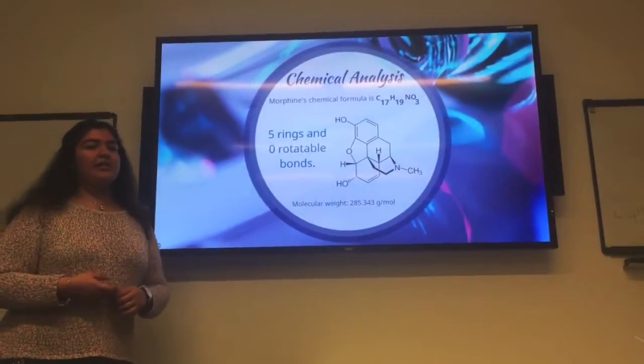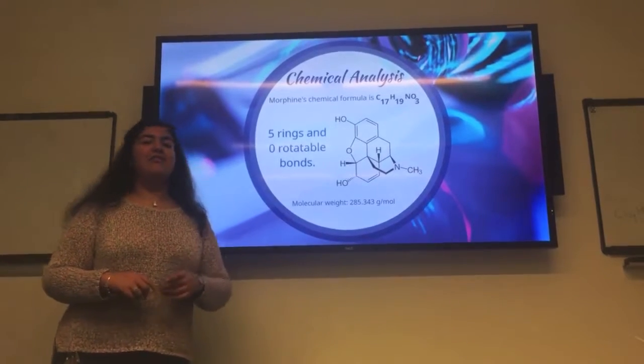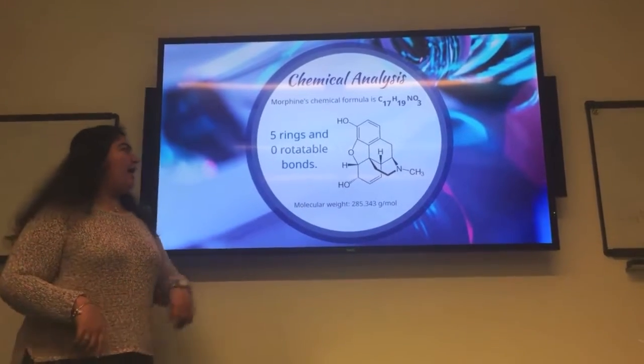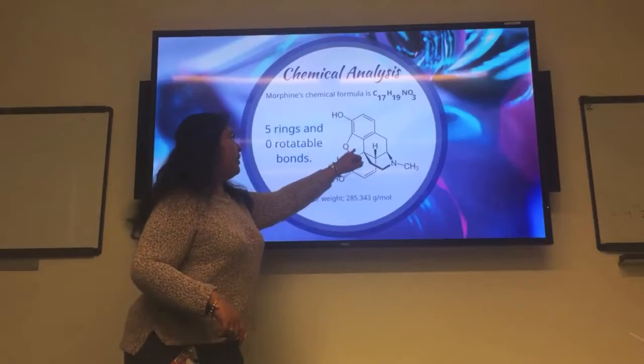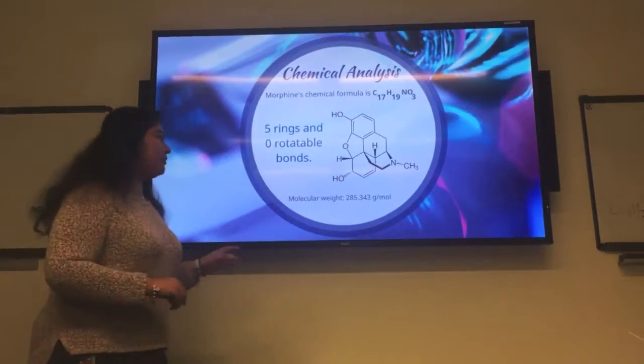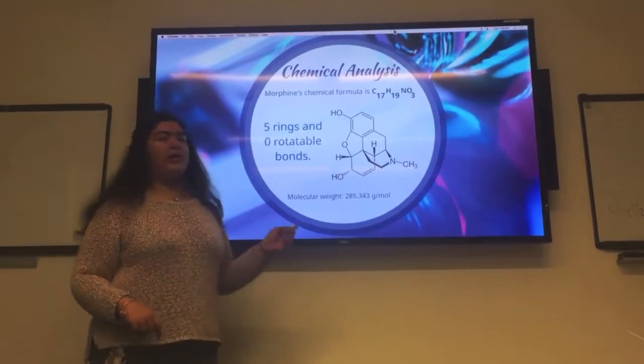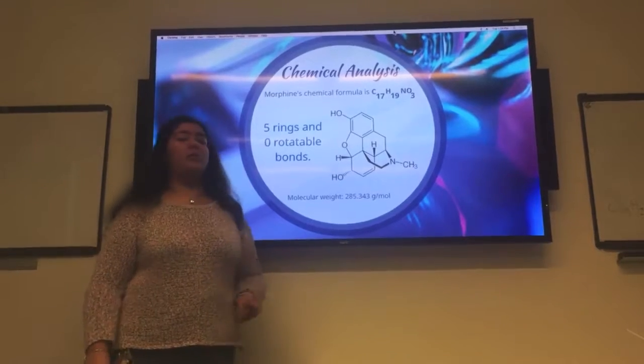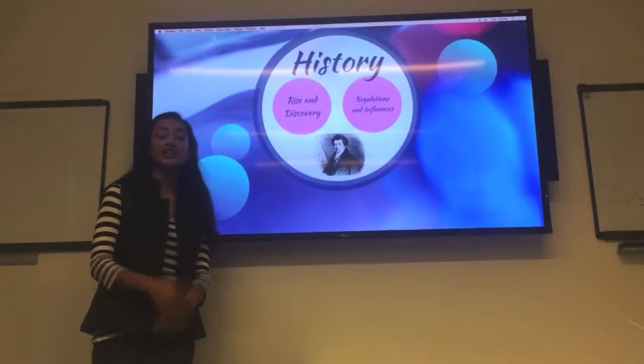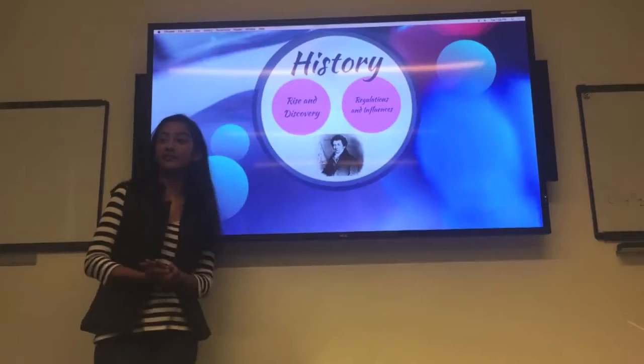So morphine has a chemical formula of C17H19NO3, and as you can see here, there are 5 rings and 0 rotatable bonds, and it has a molecular weight of 285 grams per mole. So now we're going to be discussing the history behind morphine and its discovery.